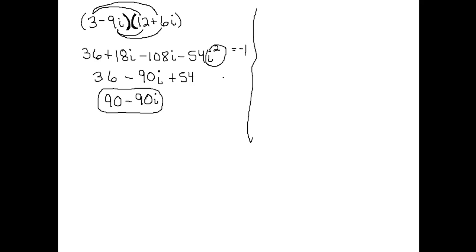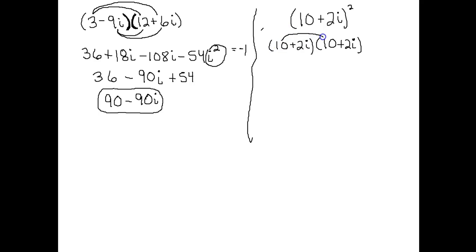Okay, so that's that. Let's say you have 10 plus 2i and you want to square it. So you're going to do 10 plus 2i times 10 plus 2i. Well, square a binomial, you should end up with a perfect square trinomial. But you do here, technically. I'll show it to you in a minute.